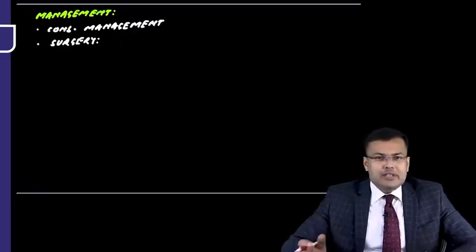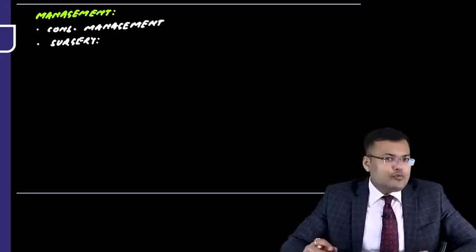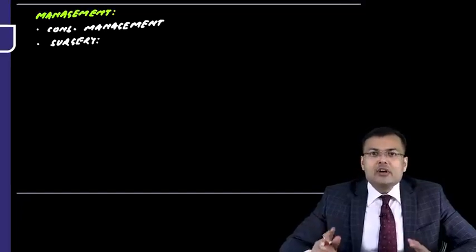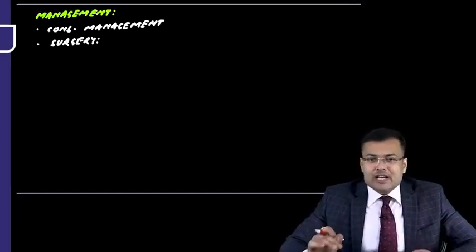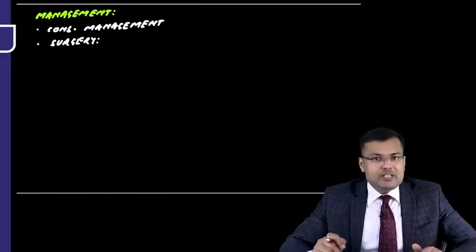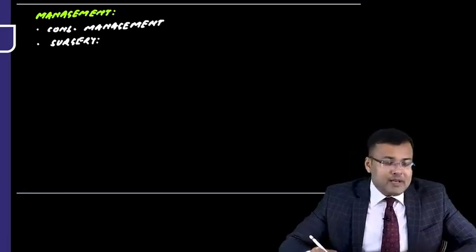Management: we have two options, either conservative management or surgery. Most patients improve after conservative management. If you are planning surgery, what kind of surgery should be done? You already told me that the most common site of colonic diverticulosis is the sigmoid colon. So here elective surgery is preferred. We perform elective sigmoid colectomy with primary anastomosis.